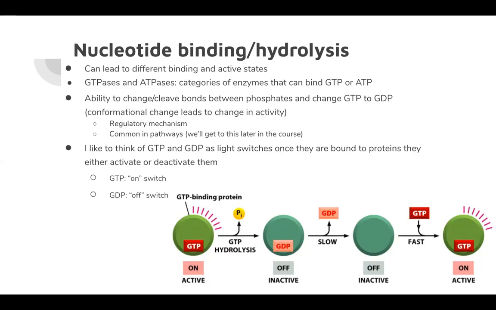In the image below, the GTP is tacked onto the green thing, which I think is supposed to be a protein. Yep, it's supposed to be a protein. It turns it on. GTP stands for guanosine triphosphate. When the phosphate is cleaved, it becomes guanosine diphosphate, with two phosphates, and then the protein is off or in an inactive state. So that's it for nucleotide binding.